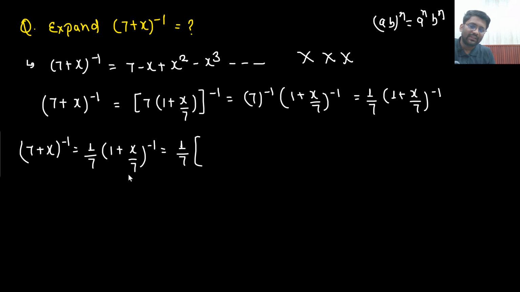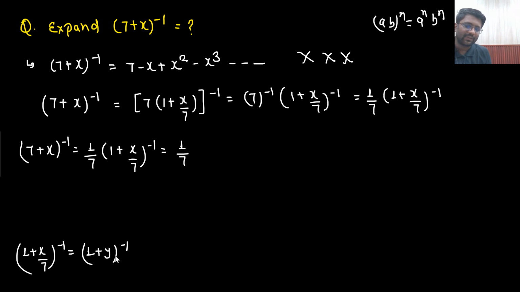Now look, this could be taken as y. This is some other variable. What I mean to say is, let's write it a bit downward. This is what I am supposed to do: 1 plus x by 7 to the power minus 1. So I can write it as 1 plus y to the power minus 1, where y is nothing but x by 7. So what answer will I get? 1 minus y plus y square minus y cube, by the technique: minus 1 comes inside, plus-minus is followed, plus y to the power 4 and so on.